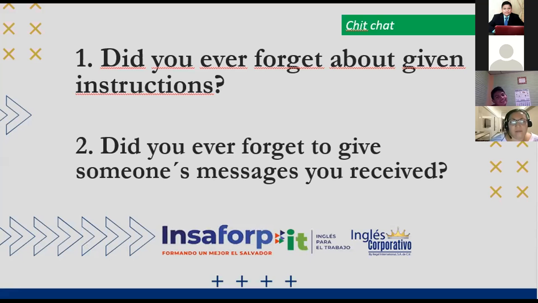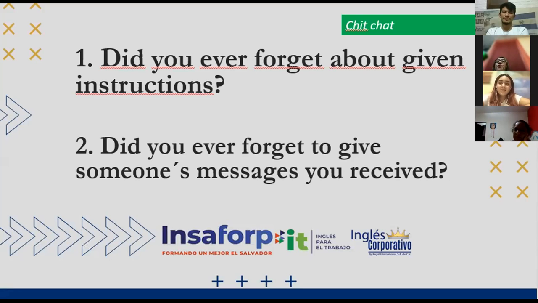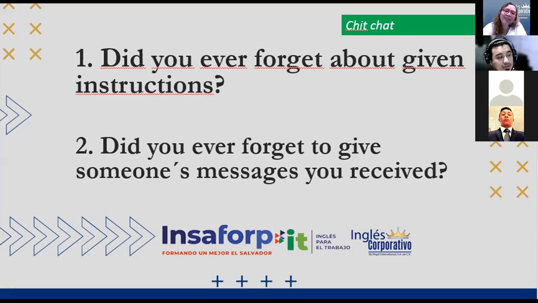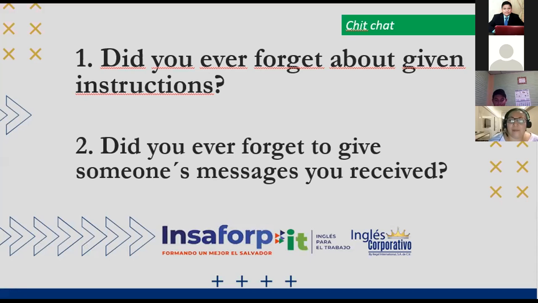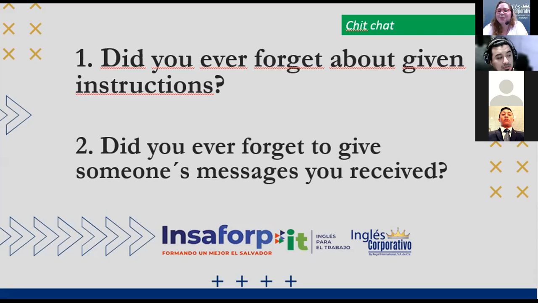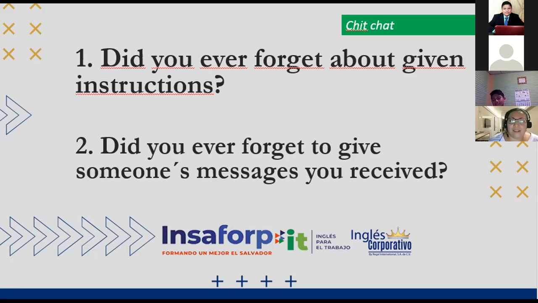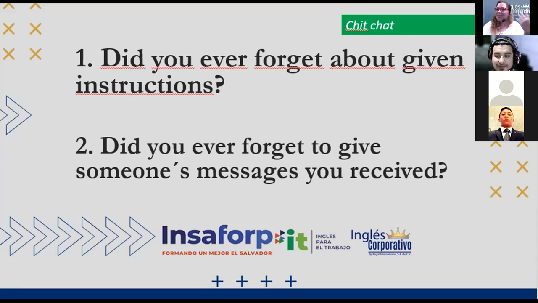Did you ever forget about given instructions? Ok, esta es una plática entre amigos. Este es un chit chat, es una plática entre amigos. Nadie más va a saber. Nobody else is going to know. Ok, guys, I need you to participate with this. We have just 5 minutes to do this. Así que todos, por favor, contándome sus historias. Everybody, please tell me a story. Edwin, did you ever forget about giving instructions?